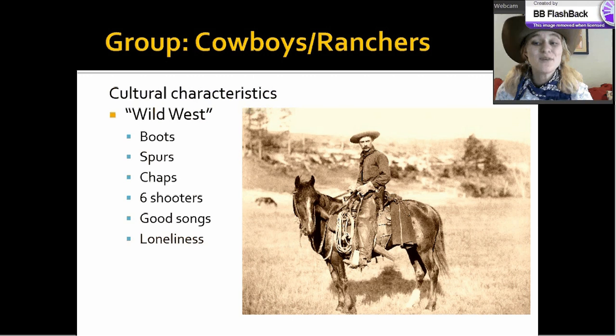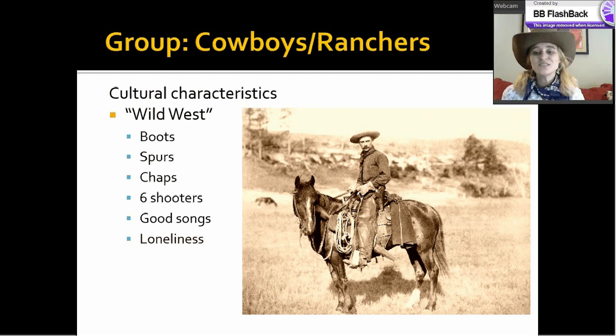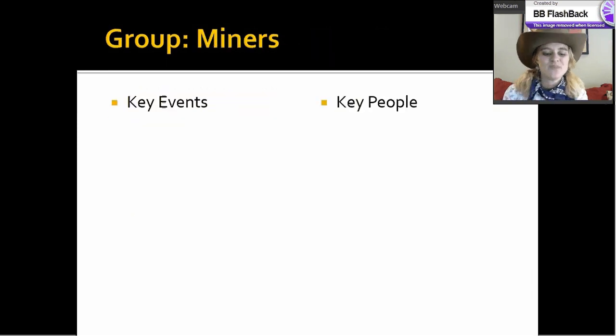Right? So it's pretty typical what you think of with the cowboys here. So again, this idea of the Wild West really kind of grows because of that. All right. Next group we're looking at here are the miners.